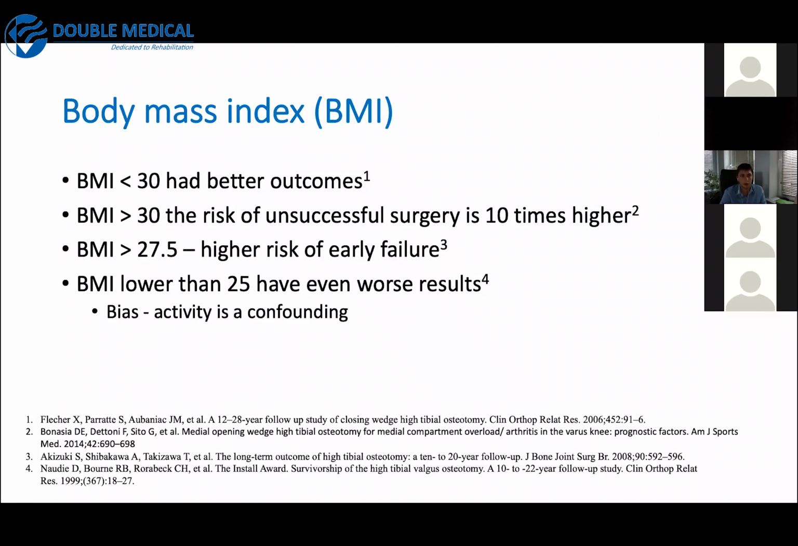Obesity is also a very important factor. The outcomes are much worse in patients who have BMI higher than 30. On the other hand, there are some data that show that the results are worse in patients with BMI less than 25. However, this may be attributed to bias, because these patients are more active.